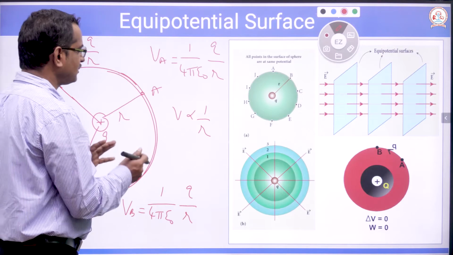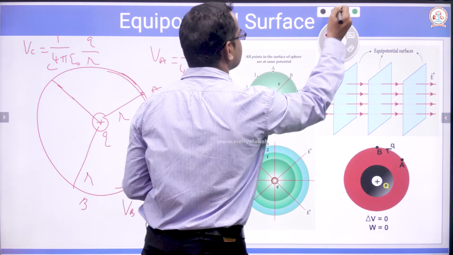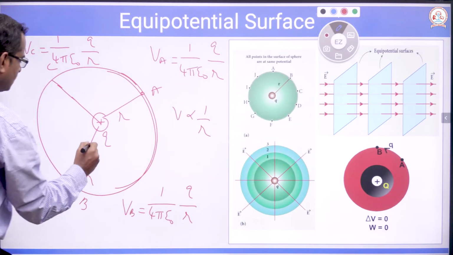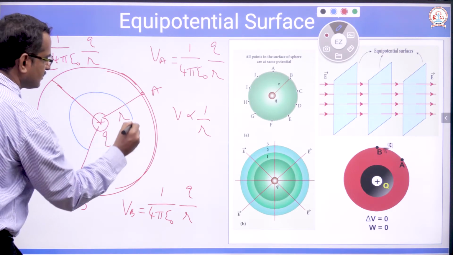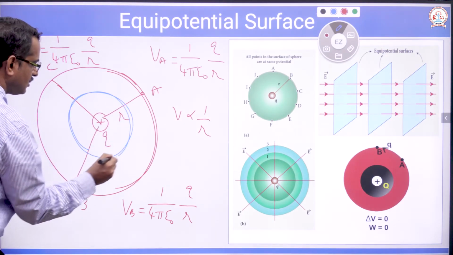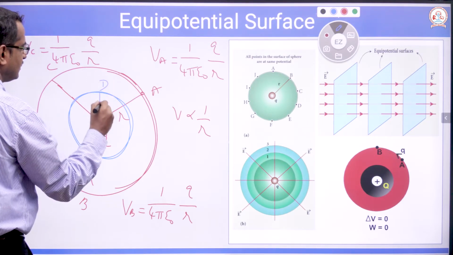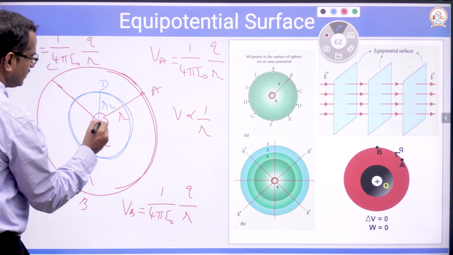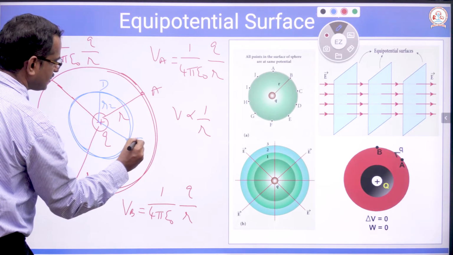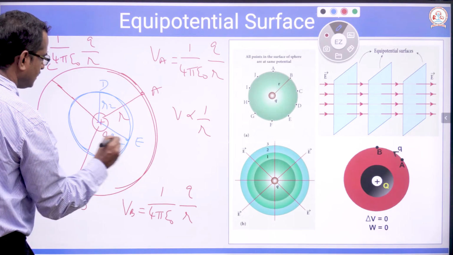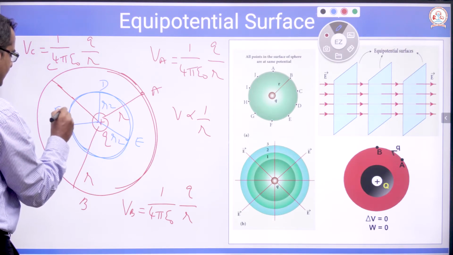Now, imagine another circle like this at a distance R2. Consider another point D here at a distance R2. Consider another point E at a distance R2. Consider another point F at a distance R2.